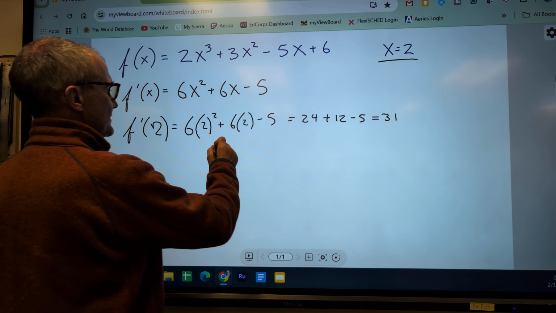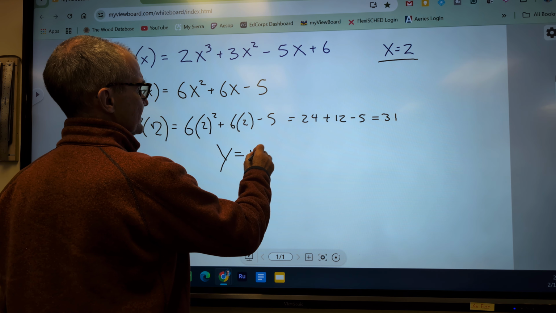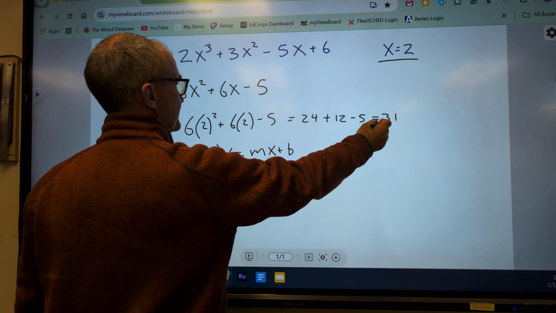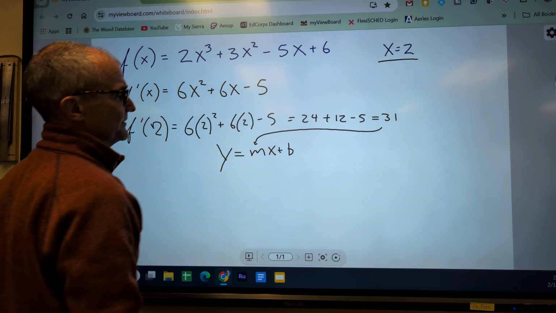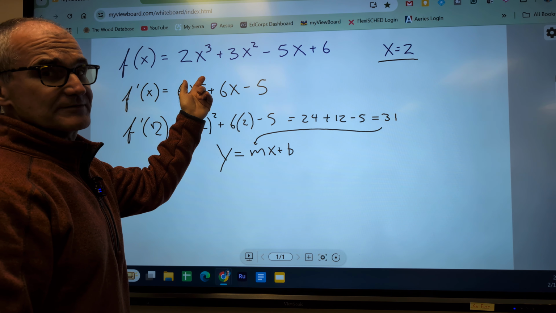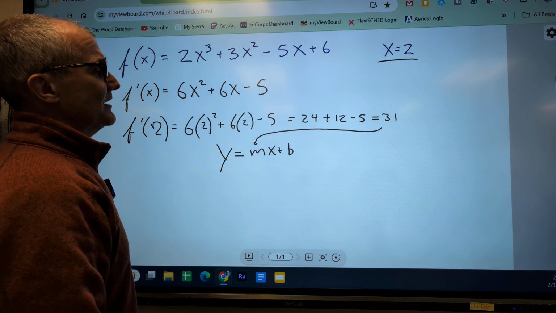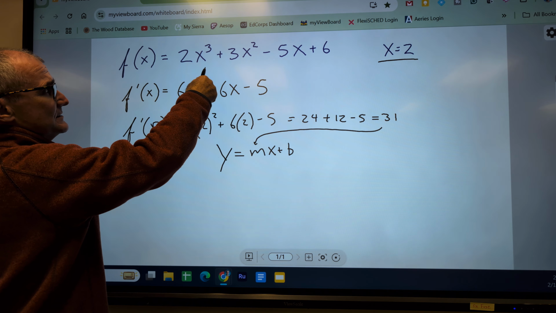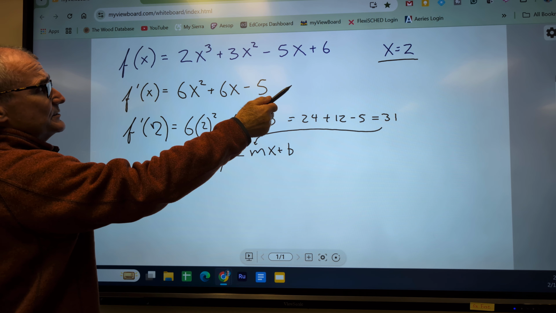I could just use my equation for a linear function, y equals mx plus b, and I have my slope, so that 31 just goes in for m. However, to solve for b, I need a point on my graph. So the way I'm going to find that point on my graph, I need a corresponding y value in my function. So I'm going to find f of 2, which will be y.